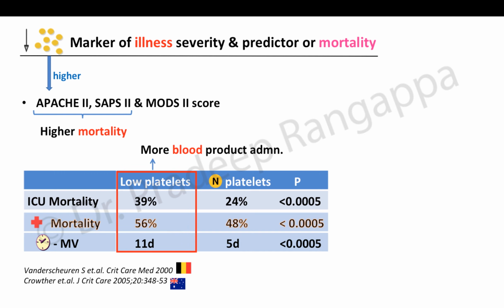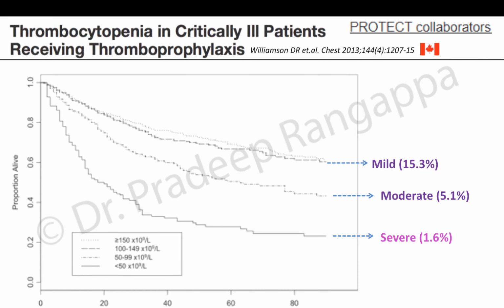And another thing that was found in these studies was patients with low platelets invariably necessitated more blood product transfusions. So it may have been PRBCs or platelets or FFPs. So they had more blood product administration when they had a low platelet count.